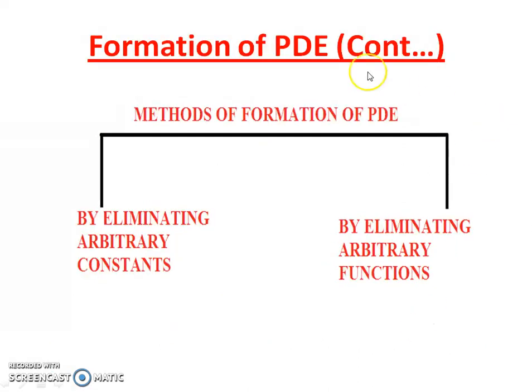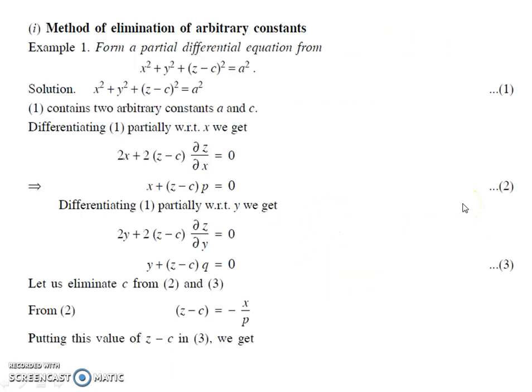So formation of partial differential equations, as I mentioned earlier, can be done in two ways, either by eliminating the arbitrary constants or by eliminating the arbitrary functions. To explain these two methods, we consider two examples. The first one is for the method of elimination of arbitrary constants. Here you are given one example.